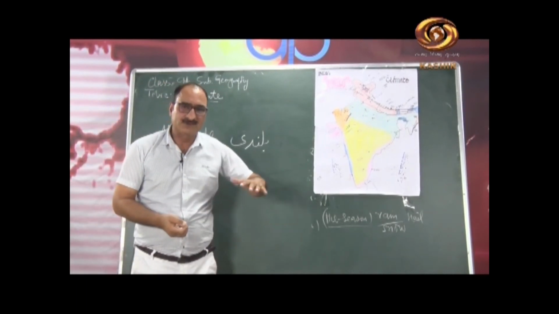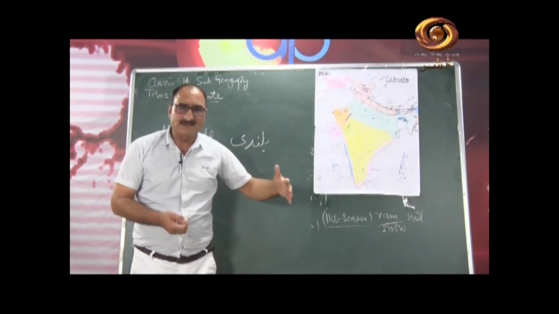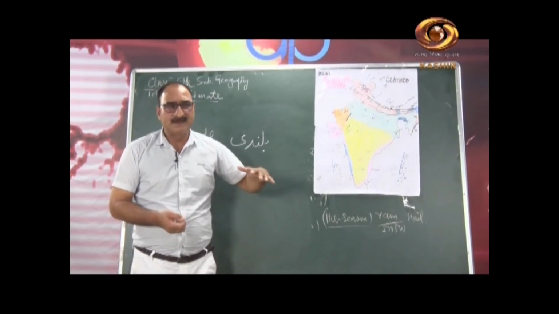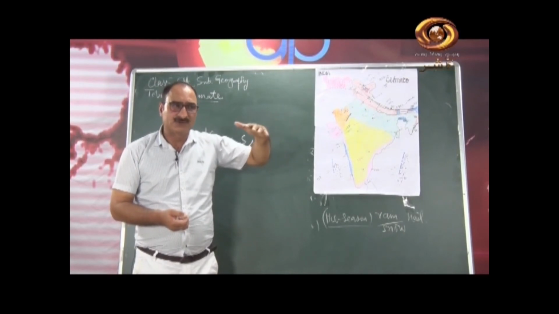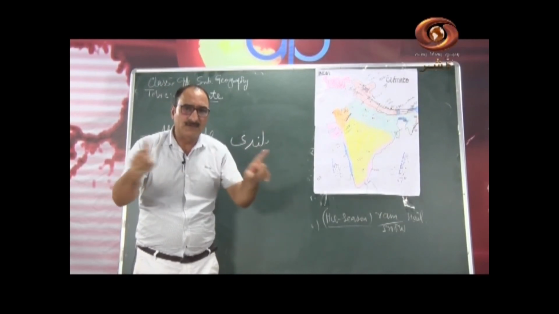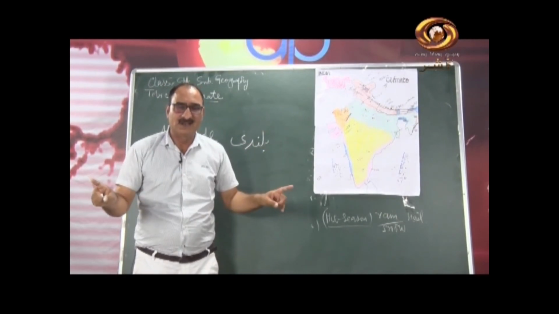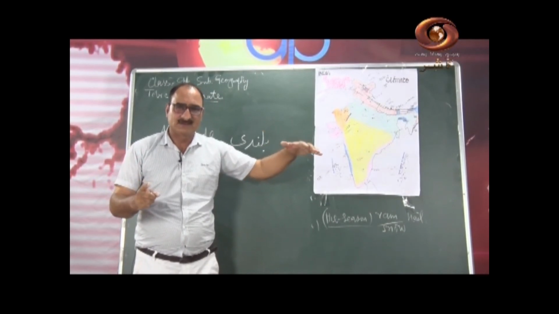Land, the relief, also affects the climate of a place. Relief means the mountains, the plateaus. The portion of the land is not the same everywhere. Our earth is not uniform everywhere. It has mountains, it has plateaus, tablelands.